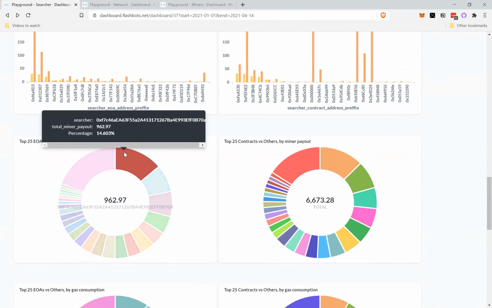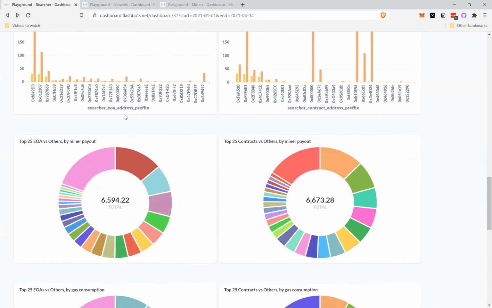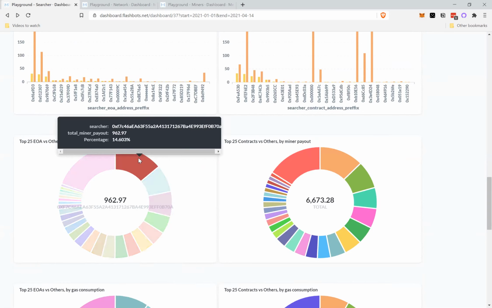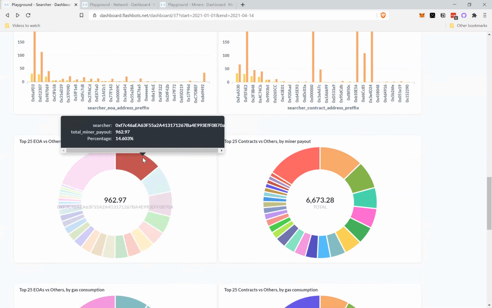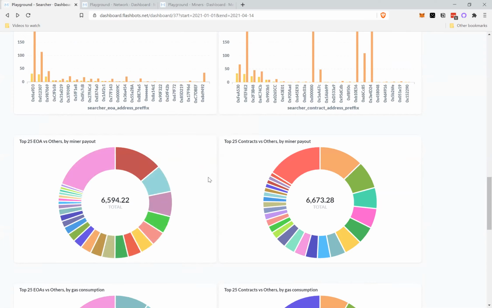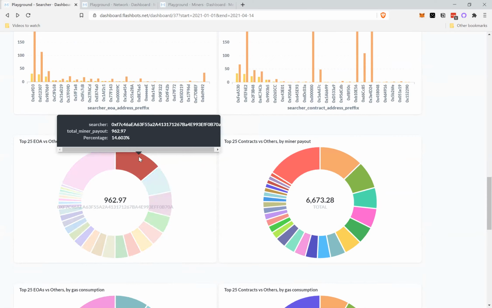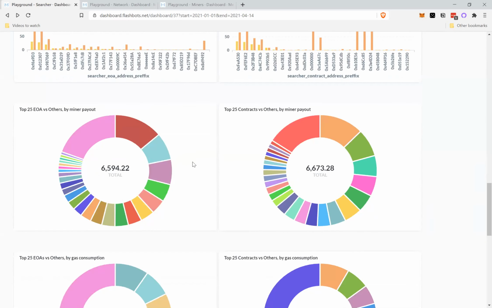And this is a different way of representing the same information of who are our top 25 EOAs that have paid miners the most amount of money, and how do our top 25 compare to the rest of our searchers, our 500 or so searchers. So it turns out that our top 25 account for roughly 80% of the total payment to miners. And it even gets pretty top heavy here with this one EOA in particular paying 14% of all ETH, or 962 ETH to miners in total.